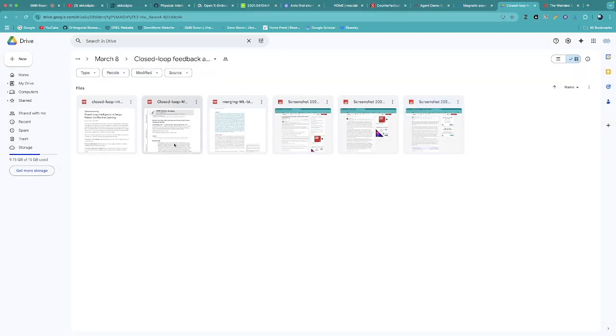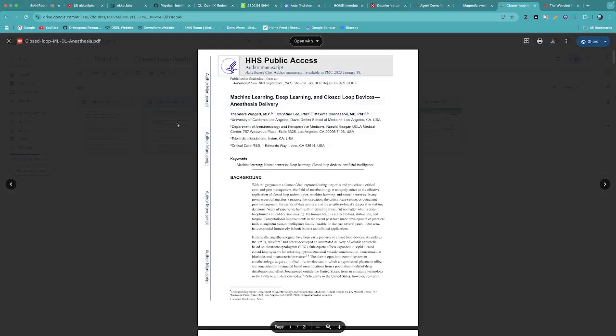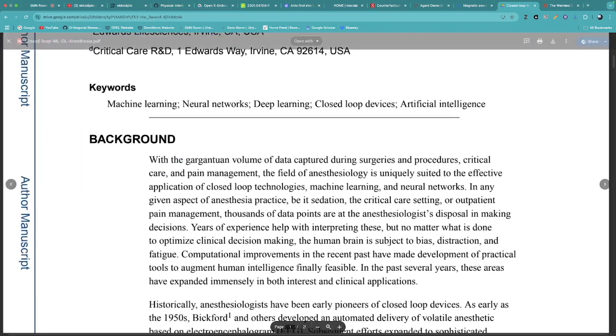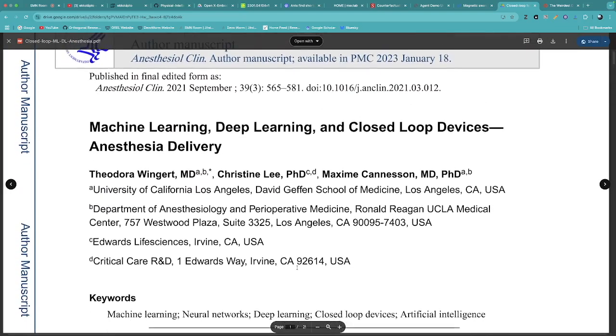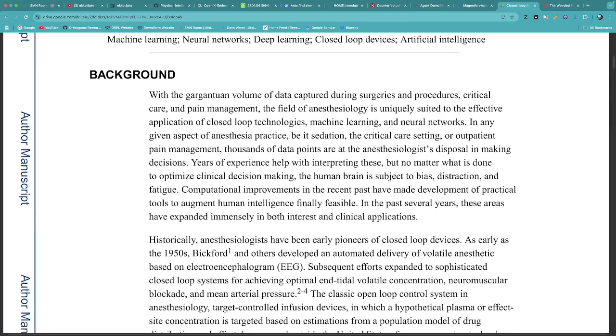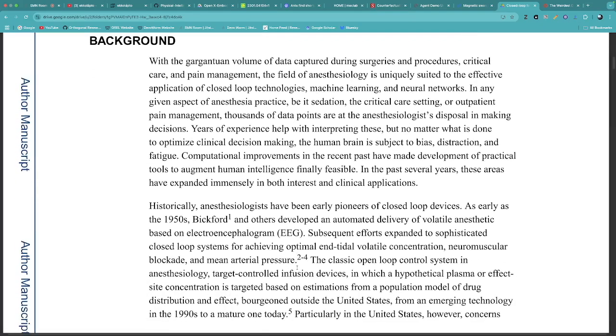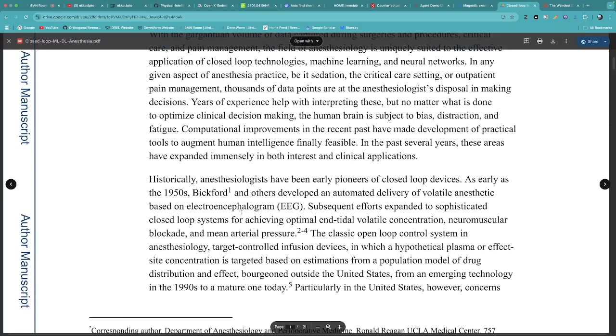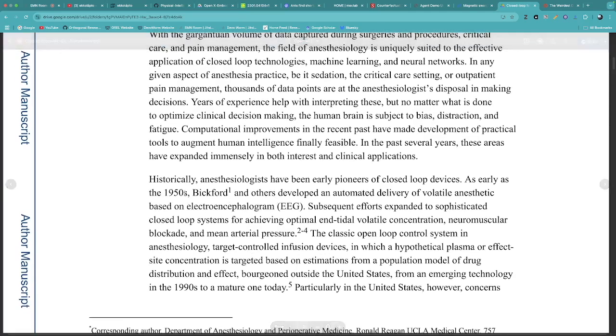So there are two other additional papers I want to talk about here. This first one is machine learning, deep learning, and closed loop devices. This is in the domain of anesthesia delivery. And so this is an applied method for looking at closed loop systems, applying machine learning, putting it in the loop. And so this has been going on in anesthesiology since the 1950s.